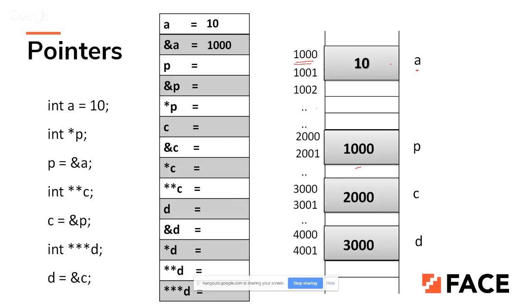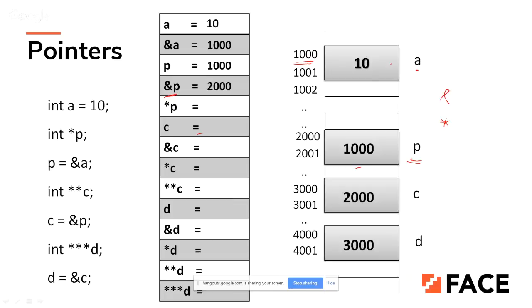Next, P. What is meant by P? P is also a variable. In the variable P, what have I stored? I have stored the value 1000. This value is nothing but the address of this variable. So 1000 will be printed. What is meant by ampersand P? Ampersand P is nothing but address of P. The address of P is nothing but 2000. Fine. Now, what is the value of star P? Can I first explain what is meant by star?